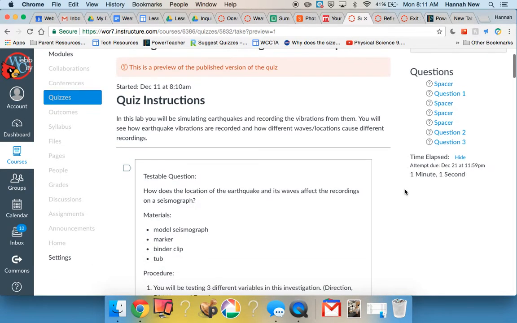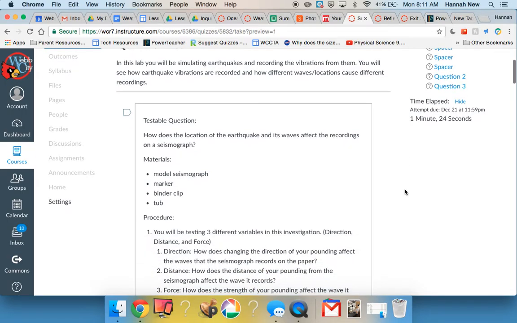Okay, so today you guys are going to do a lab using a model seismograph to test earthquake vibrations and the differences between the three following variables. You're going to look at the direction, the distance, and the force. And you're going to see how each of those variables affect what the readings on the seismogram look like. So, how does the location of the earthquake and its waves affect the recordings on a seismograph? That is your overall question.